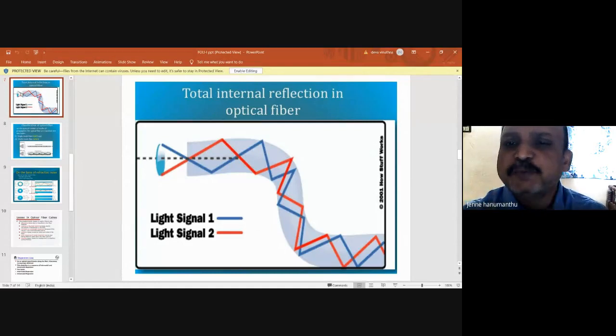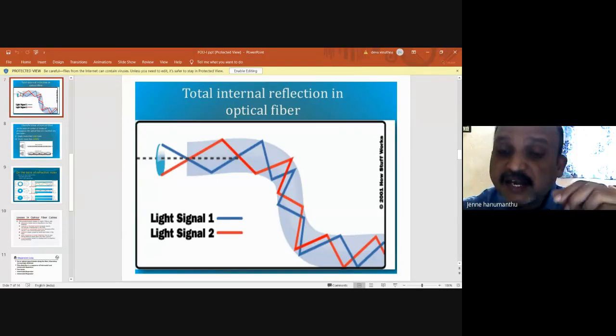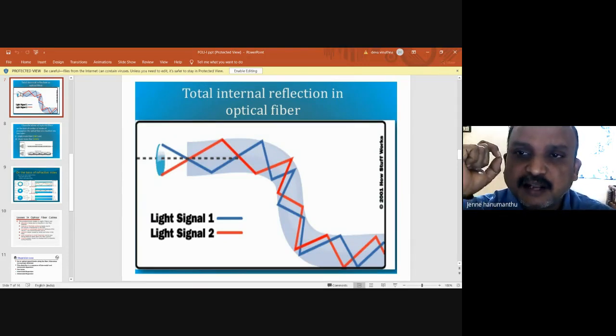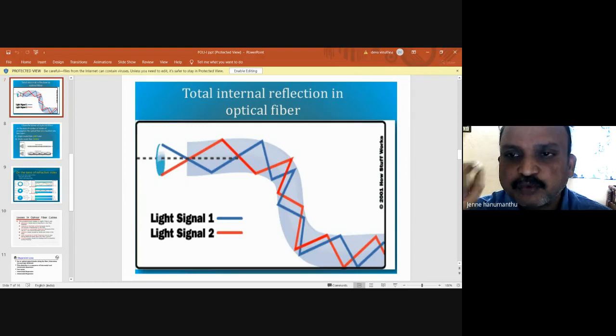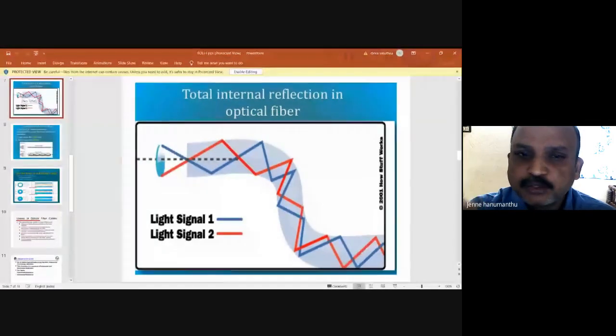There is a small difference between core and cladding. Core means the medium through which the light is going to be propagated. But what is cladding? Cladding is a support to the core. If light is propagating in the core, that is called communication. If the light propagates into the cladding, that is called loss.